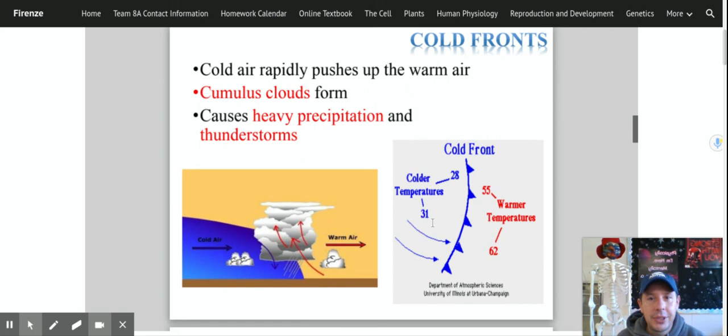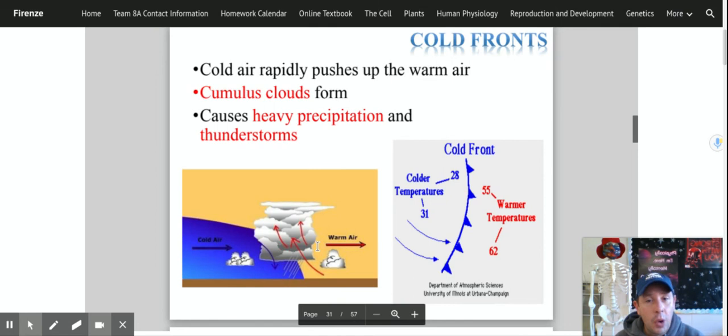All right, so now what happens here is we get cumulus clouds form, and we get some heavy precipitation and thunderstorms as cold fronts move through our area. Okay, this is because, so here's our cold front right here. We see the cold air or the cold bubble behind it is moving to the right. And as it moves in, it pushes up the warm air with the moisture in it. And when the cold air hits it, it starts to rain.